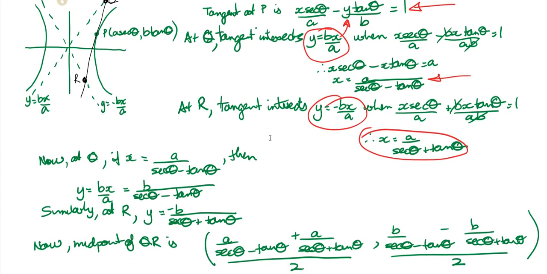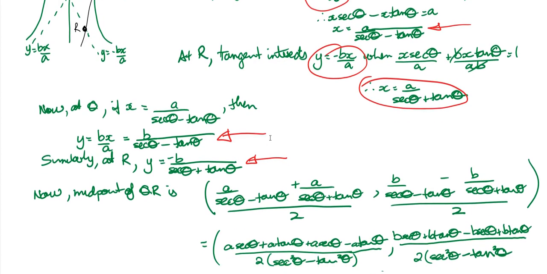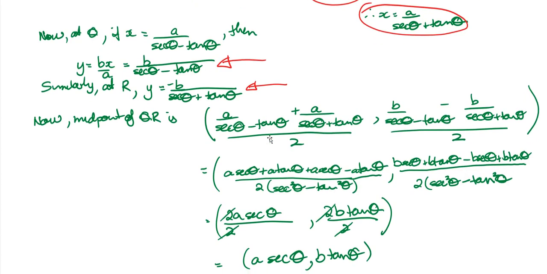Now, we need the points because we're trying to find a midpoint. So at Q, I've simply labelled that, and it's arbitrary which one we label which. So at Q, if the x value was this, which we derived up above, then y is bx on a, which comes out to be this. Similarly at R, we're going to get that as our y value, and then if we find the midpoint of QR, it's obviously the sum of the x values on 2, the sum of the y values on 2, and now it becomes an algebra exercise. What do we do with this bit here?